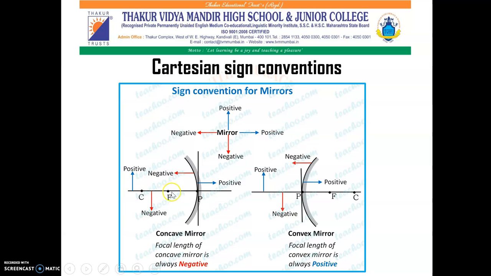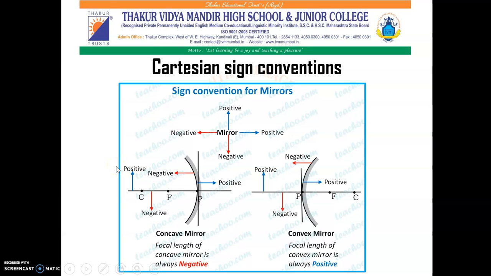The object is always kept on the left of the mirror. This is the left side of the mirror. We are considering pole as the origin. So along the left side, this is the left side of the mirror. So the object is always kept on the left side. All the distances that are parallel to the principal axis are measured from the pole of the mirror only.